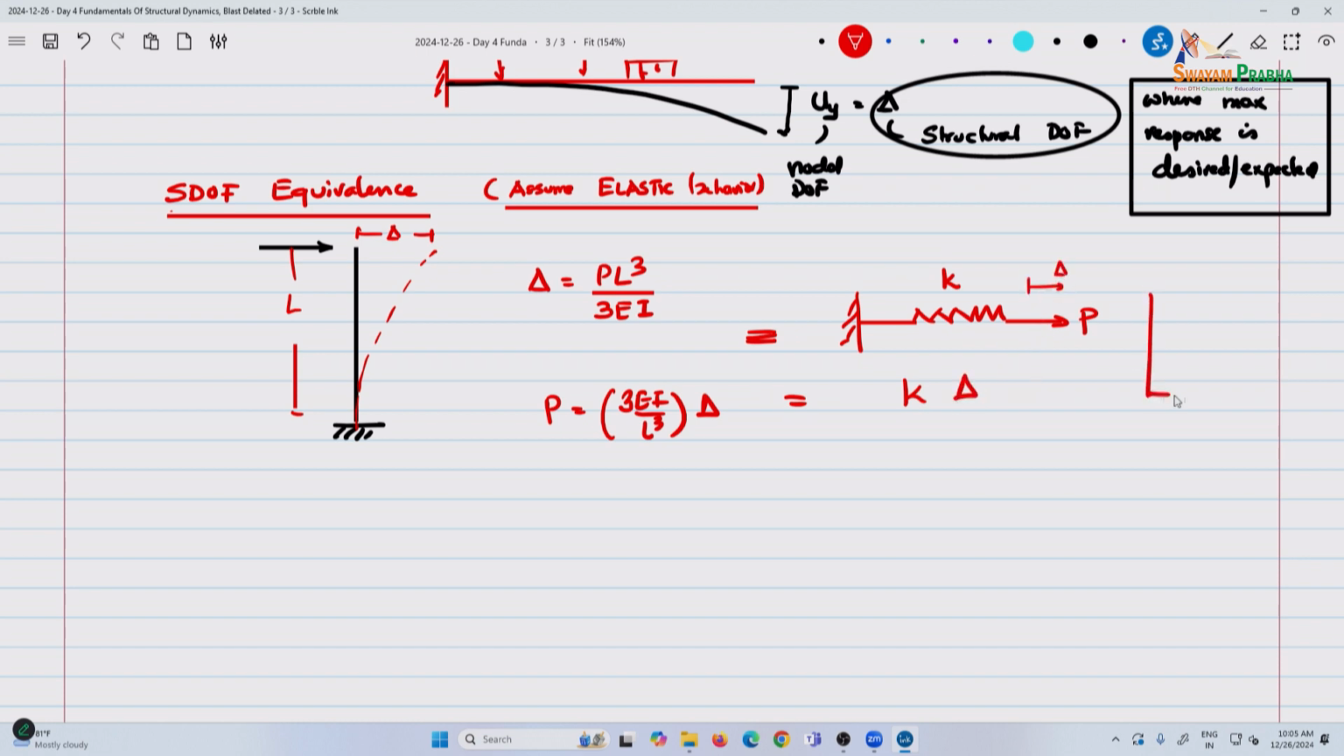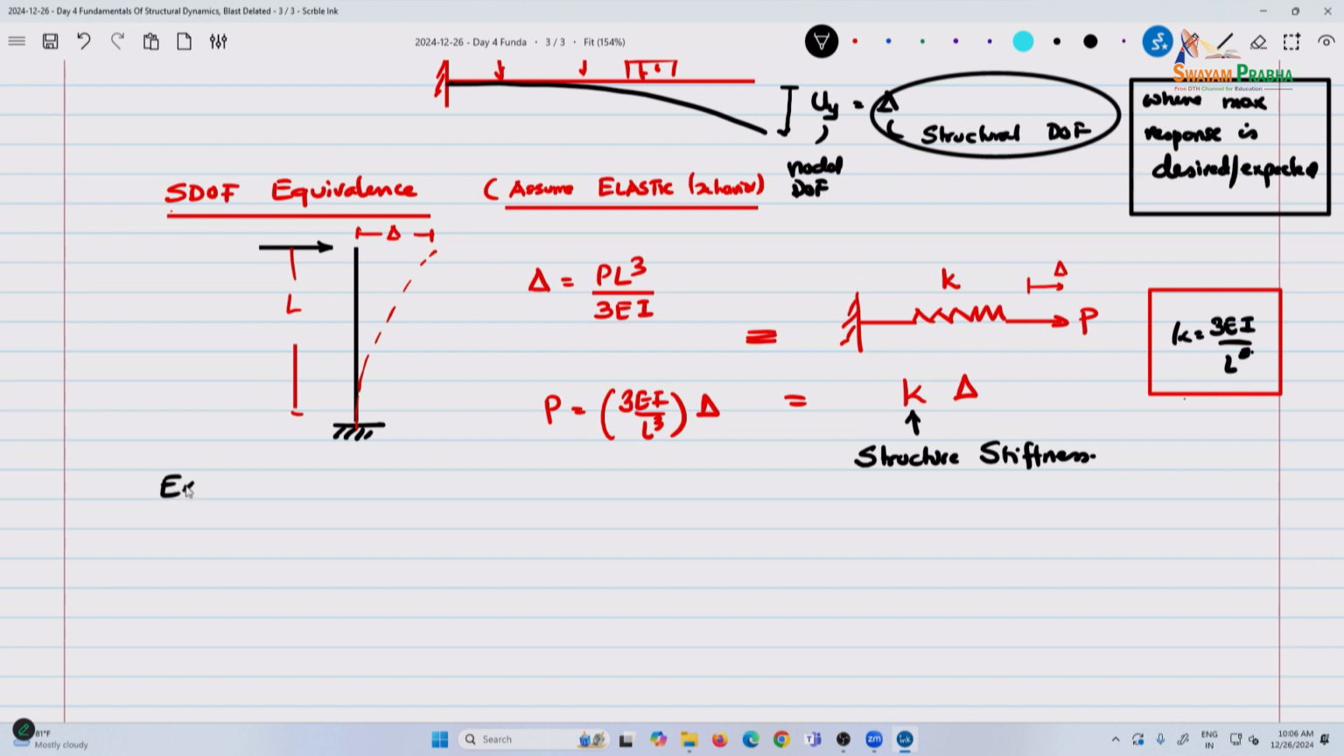So I get my spring stiffness to be equal to 3EI by L cubed. So this is a structure stiffness. We'll do one more example and we'll see the significance of what a structural stiffness is.